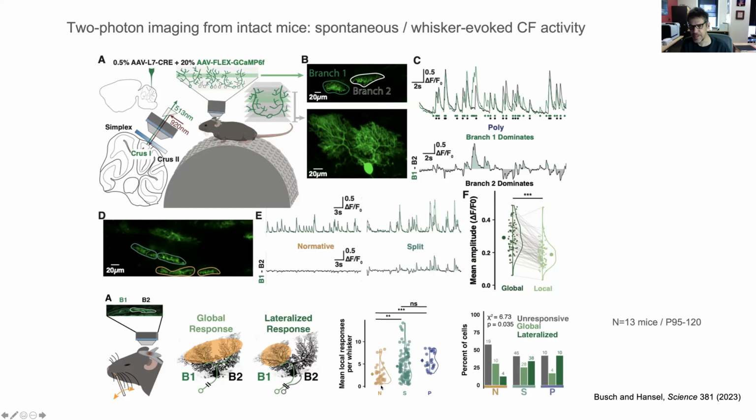This graph just shows that in the multi-branched situations, we find significantly more local responses than in the normative cells. And if we measure by Z-score unresponsive, global or lateralized responses, and that includes one side lateralized or where both sides do their own thing, then we see first of all, unresponsive is the biggest group in all of these dendrite classes, and that has been shown by other groups too. And then in the normative cells, the biggest group is then global responses, but in the multi-branch groups, we have more of these lateralized responses.